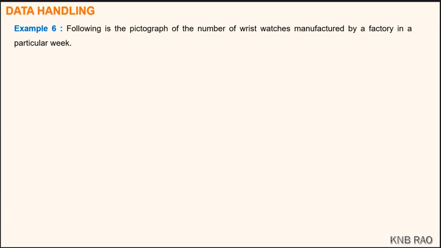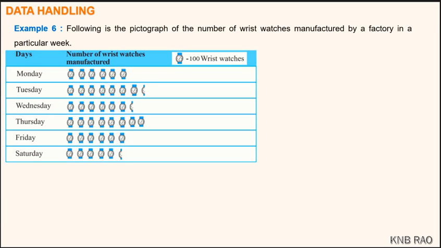Following is the pictograph of the data of wristwatches manufactured by a factory in a particular week. Let us say Monday to Saturday days are taken as one column, and the number of wristwatches manufactured on those respective days are depicted as pictures, where each watch represents 100 wristwatches produced. Now on Monday you could see 6 figures, that means 600 watches are produced on Monday by that factory.